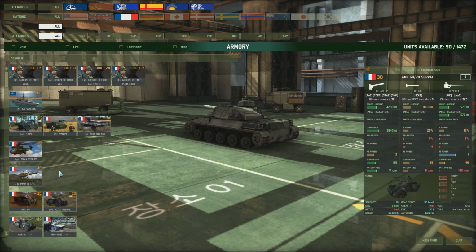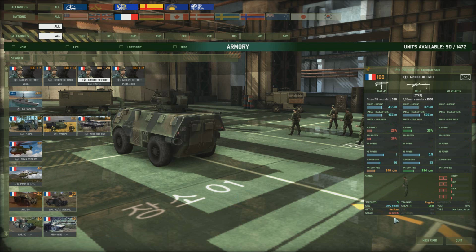Let's find ourselves an infantry unit quickly. So infantry units have an unlimited range. They don't have any fuel or autonomy stat. They just have a speed at which they can move.